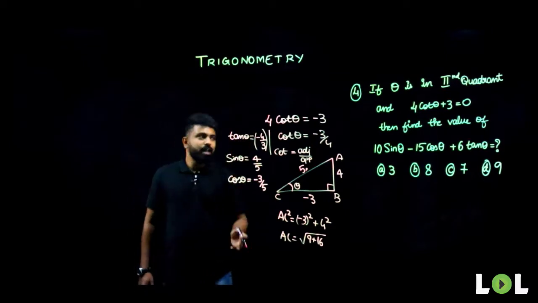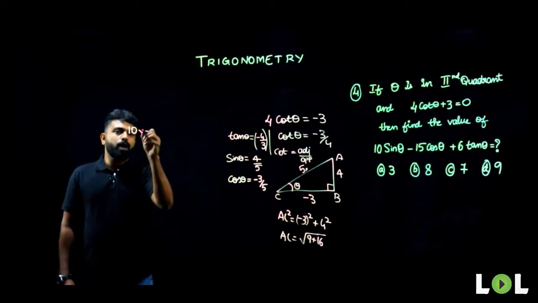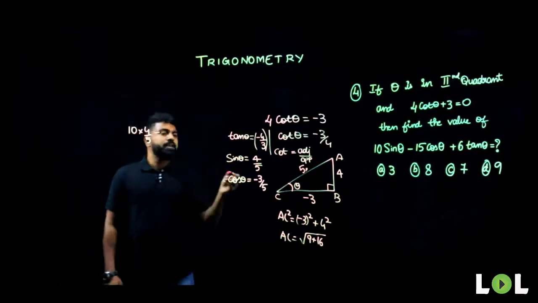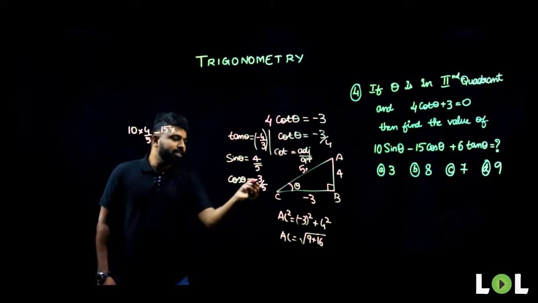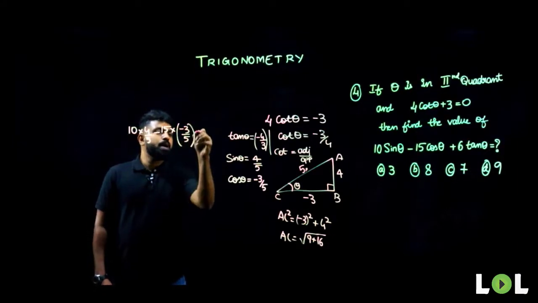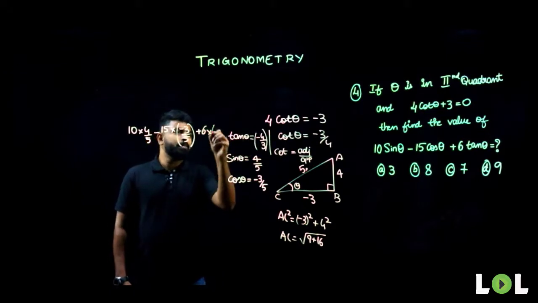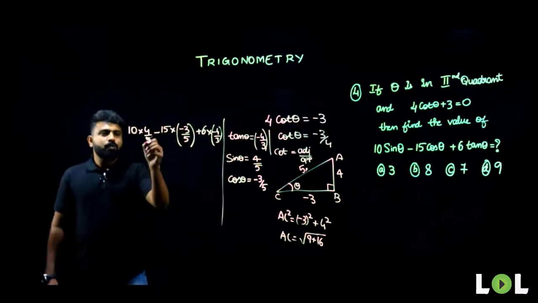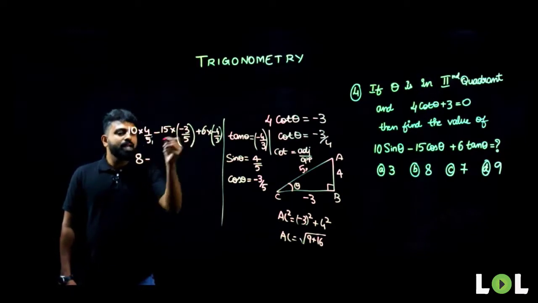Now if I substitute the values in this equation, what do I get? 10 sin theta. The value of sin theta is 4 by 5, minus 15 cos theta. So I'll be left with 15 into, there will be another minus because cos theta is minus 3 by 5, so minus 3 by 5, plus 6 tan theta. 6 into the value of tan theta, which is minus 4 by 3. So what will I be left with? 5 once, 5 two times. So 4 into 2 is 8. Minus of minus will become plus.